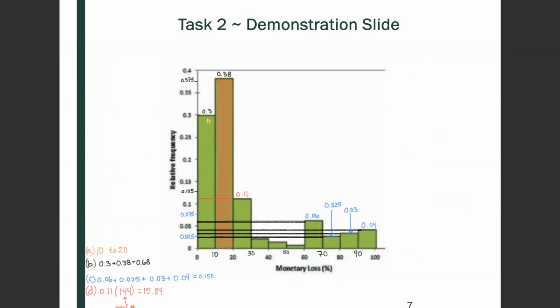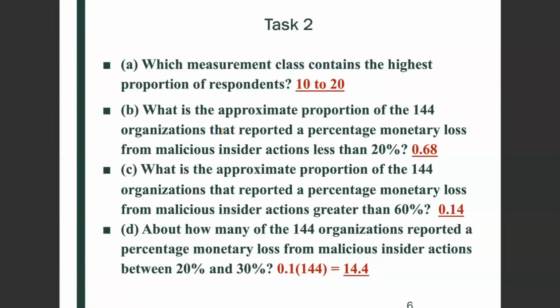So the first bin is around 0.3 in height, and the height of this second bin is around 0.38. So if we add 0.3 and 0.38, we get 0.68. And so that is the approximate proportion of the 144 organizations that reported a percentage monetary loss from malicious insider actions less than 20%. Okay, part C.